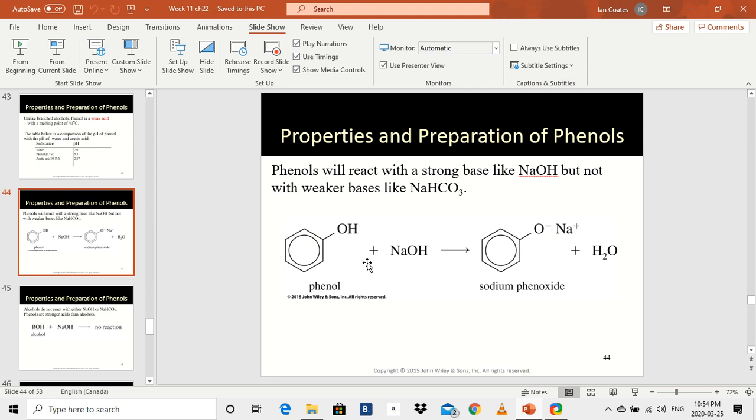Phenols will react with a strong base like sodium hydroxide, but not with a weak base. So phenols are weak acids, and in order to get them to react, you need a strong base like sodium hydroxide. If you put a weak base in there, like sodium bicarb, it's not going to work, because phenol isn't going to let this hydrogen go easily. You need a strong base that's going to rip this hydrogen apart, which happens here. Good.